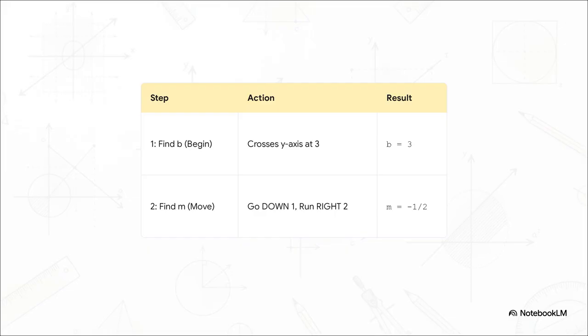Step 1, B. Where do we begin? The line crosses the y-axis way up here at positive 3, so B equals 3. Got it. Now for M.